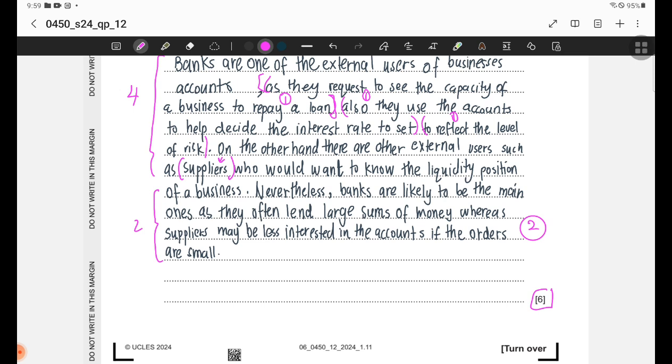On the other hand, there are other external users such as suppliers, who would want to know the liquidity position of the business. What else? Let's see. Moving on to the justification. Nevertheless, banks are likely to be the main ones, as they often lend large sums of money. This is 1 mark. Whereas suppliers may be less interested in the accounts if the orders are small. 1 more mark.